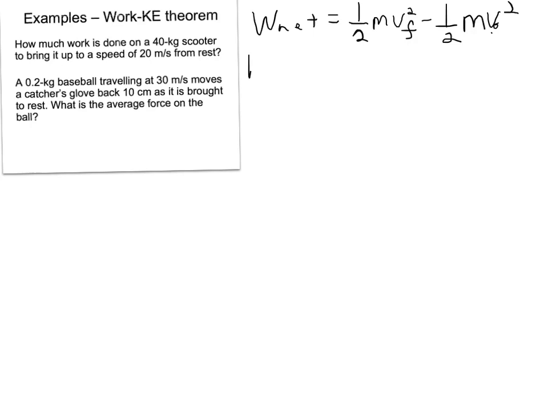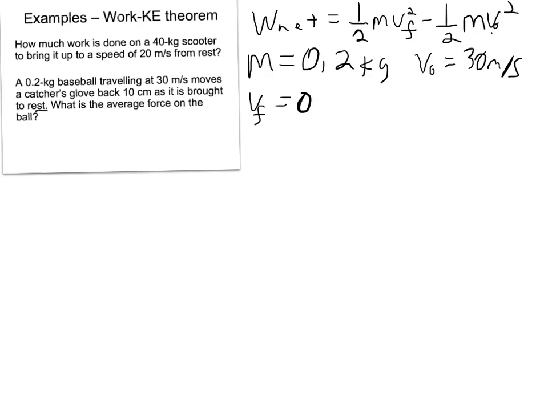So we know a few things. Mass equals 0.2 kilograms. We know the initial velocity of the ball is 30 meters per second. We know it comes to rest, so the final velocity is 0. And we know that the ball moves as it's slowing down 10 centimeters. Why don't I go ahead and convert that to meters, 0.1 meters.